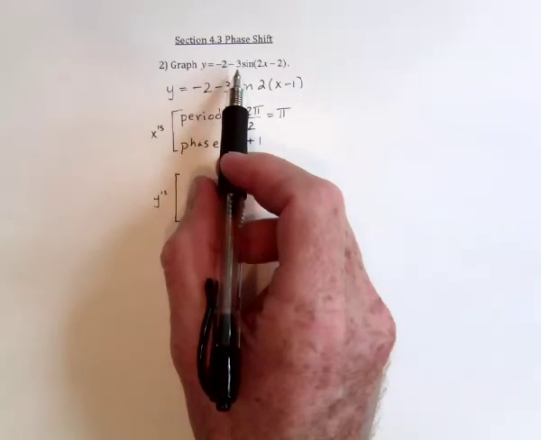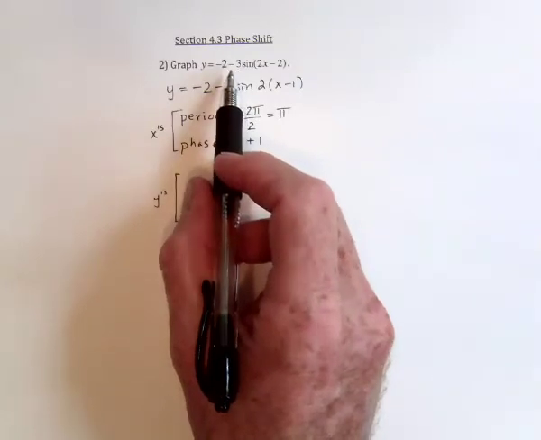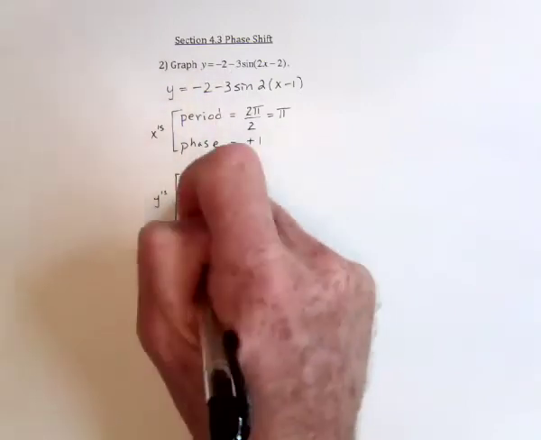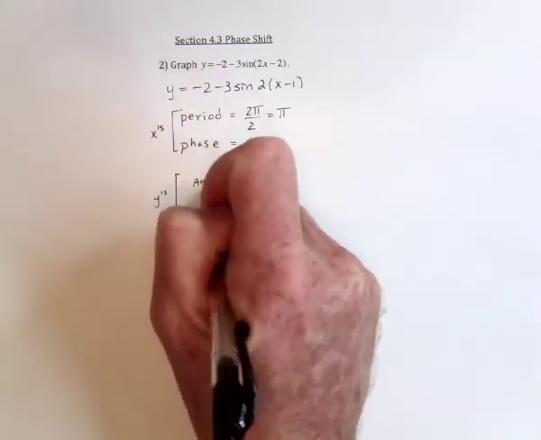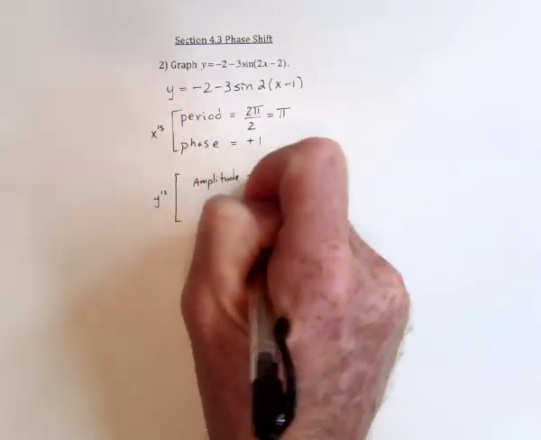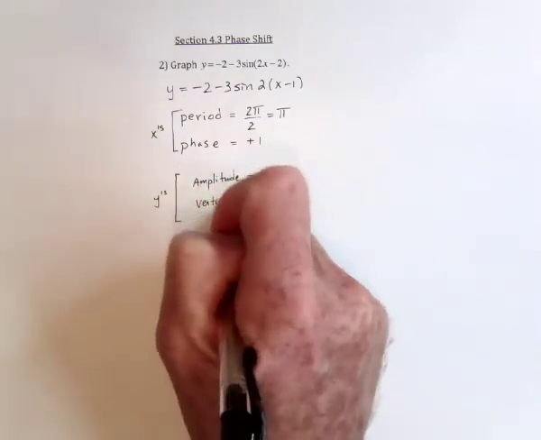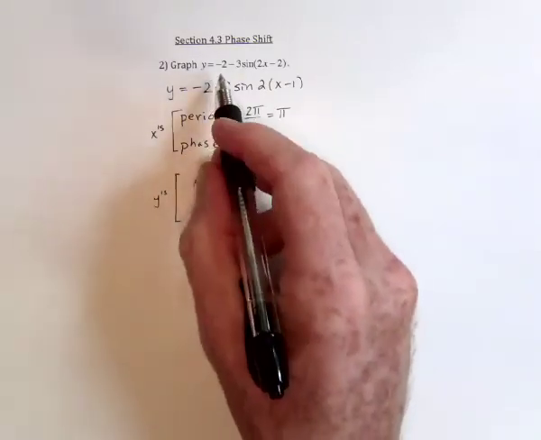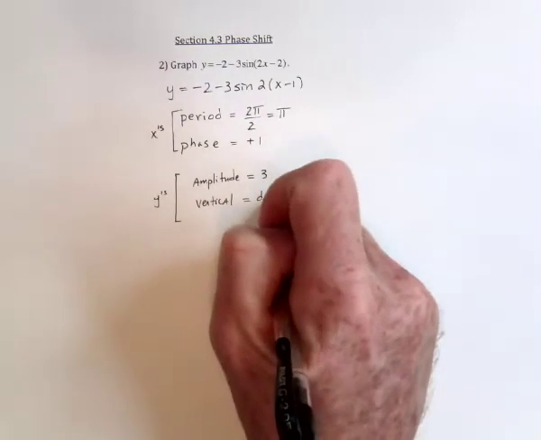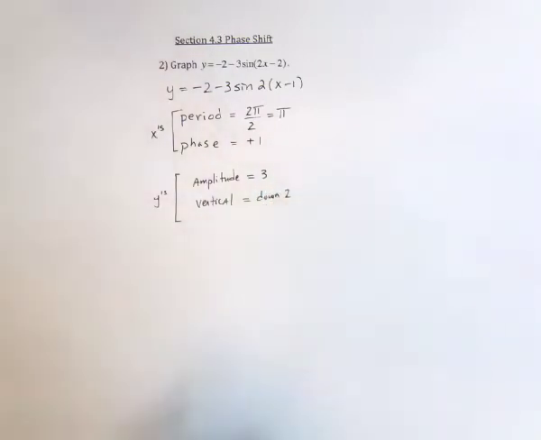So amplitude is measuring its height. So we ignore the negative for now and just say that the amplitude is 3. And then the vertical shift is down by 2. You can either put -2 or just write it out down 2.